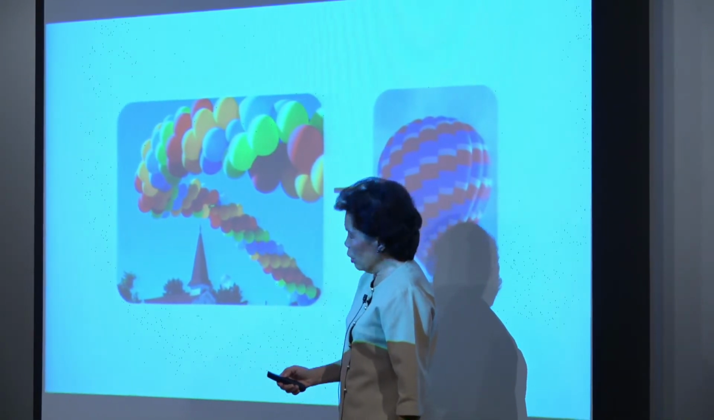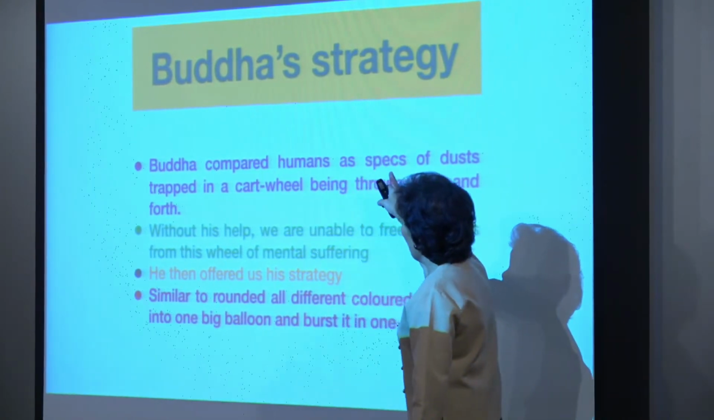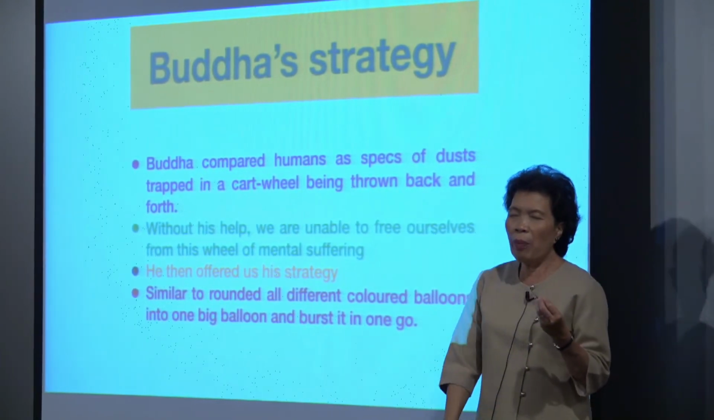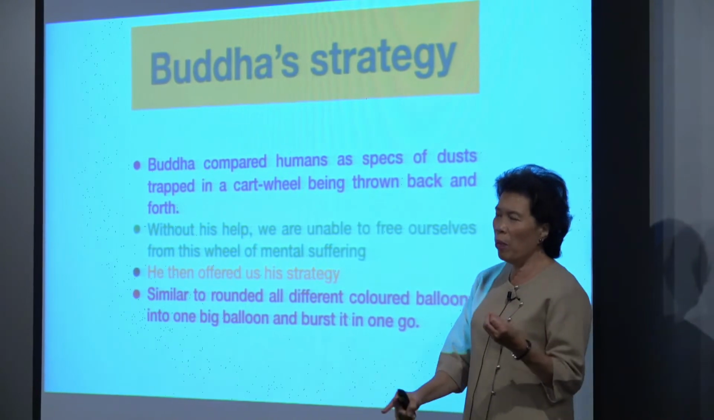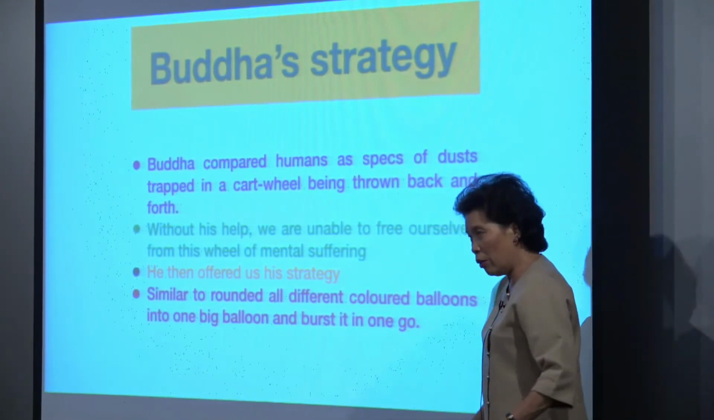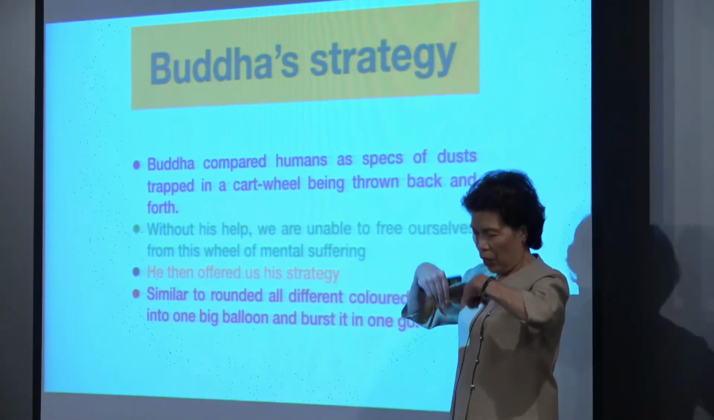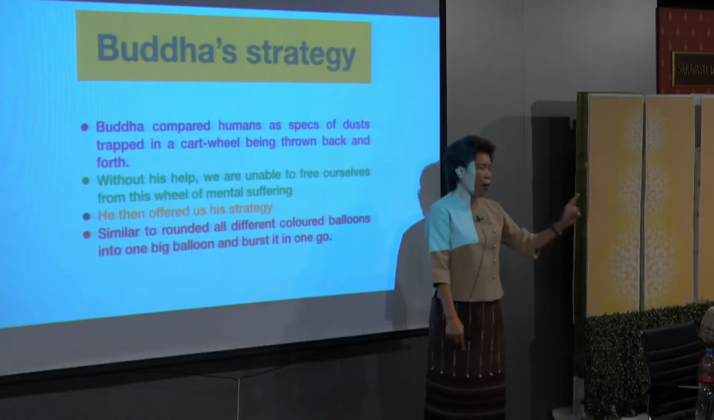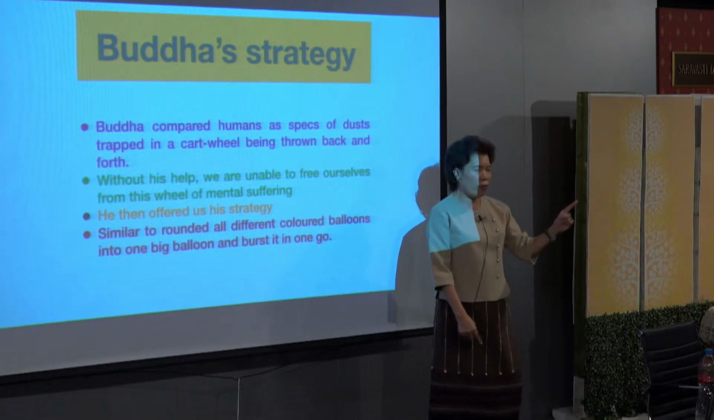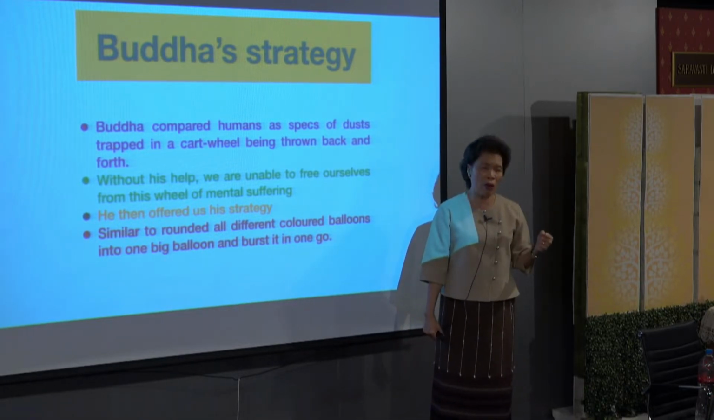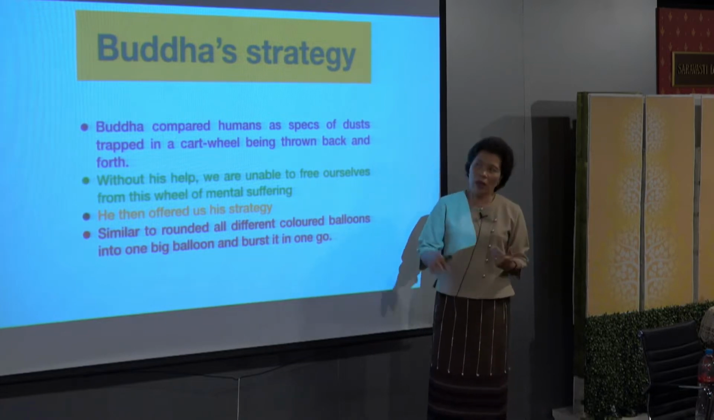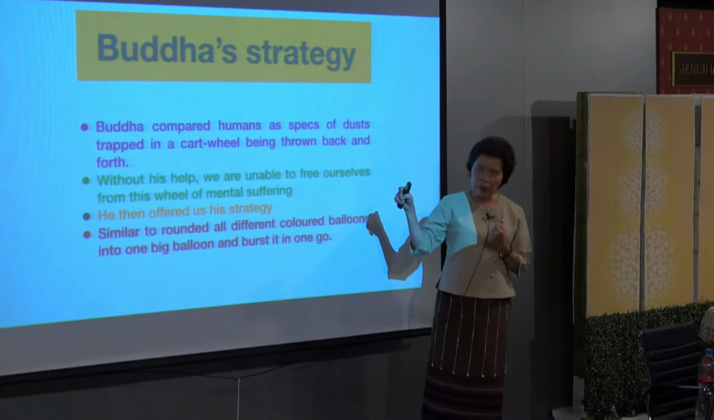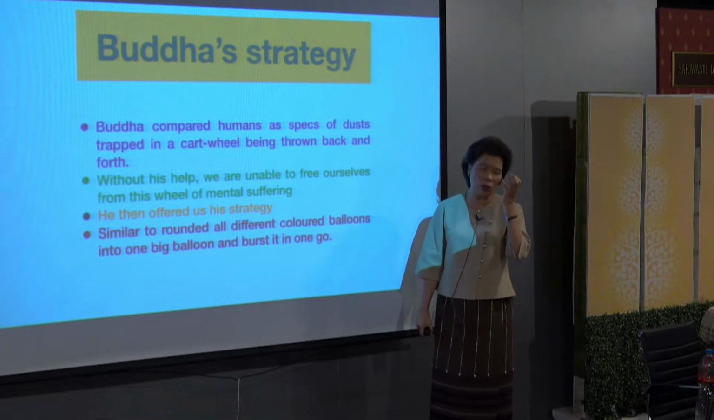The Buddha said like this: the Buddha compared us humans to a speck of dust trapped in a cartwheel. Imagine a cartwheel, children, okay? You remember the horse dragging the cart. We humans are like a speck of dust trapped in the cartwheel, being dragged and thrown back and forth, unable to free ourselves. This is our predicament. The Buddha said that there is no way we can free ourselves without his help. Without the Buddha's help, we cannot free ourselves because it's just too difficult.